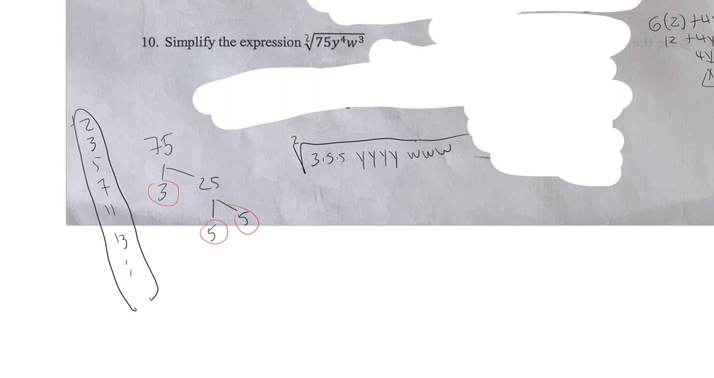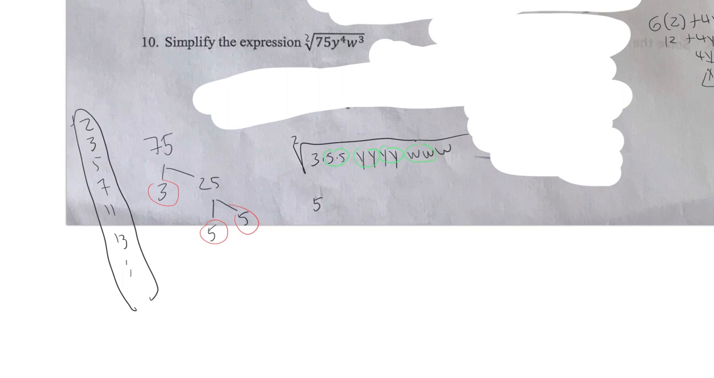All right. And what you're doing is you're looking for pairs of stuff, and you can go ahead and circle the pairs. So there's a pair of 5s, there's a pair of y's, there's a pair of y's, and there's a pair of w's. Now, anytime you have a pair of something, just one of those goes out front. So in other words, we have a pair of 5s, so that means only one 5 is going to go out front.